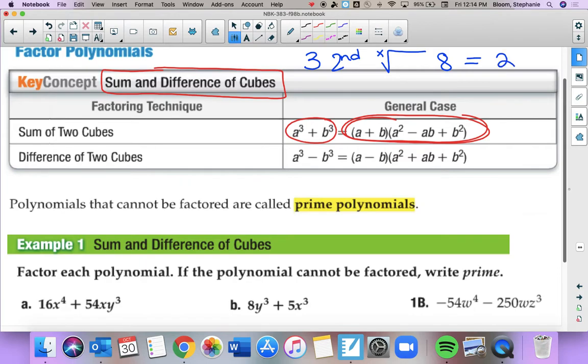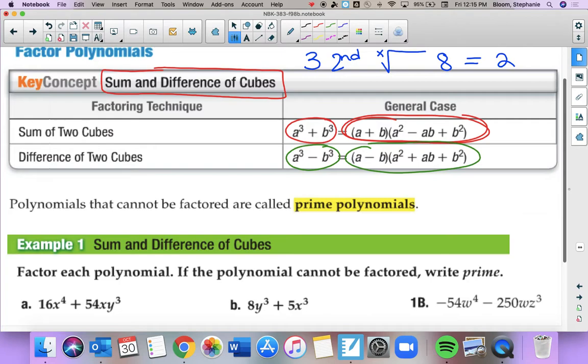So you could always check and see, is it a sum of cubes or a difference of cubes, by taking the cube root of those numbers and seeing if it is in fact a perfect cube, okay? But this is the formula. So let me just say this right now: there's no rhyme or reason. You have to memorize it. You're just going to have to memorize it.